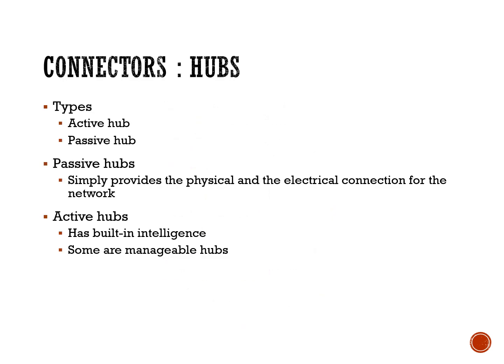Next we move on to the hubs. Hubs can be of two types, passive hub as well as active hub. What is the function of a passive hub? It is just providing the physical connection to multiple devices in the network together. In case of an active hub, it has built-in intelligence. It will be able to distinguish the network, breaking it down into one broadcast domain. And sometimes hubs are manageable hubs as well.